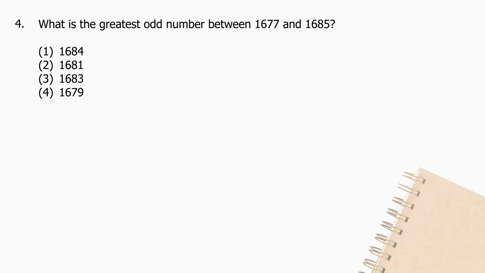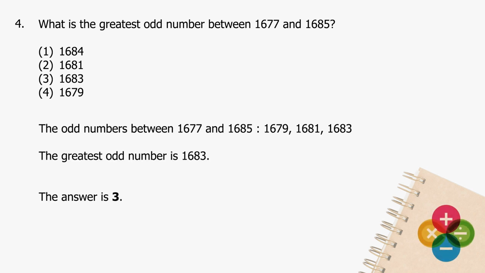Question 4. What is the greatest odd number between 1,677 and 1,685? The odd numbers between 1,677 and 1,685 will be 1,679, 1,681, and 1,683. The greatest odd number is 1,683. The answer is 3.